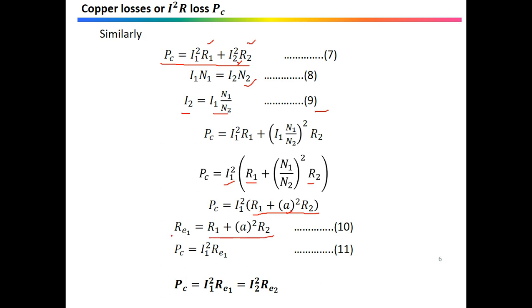So this time this will be the equivalent resistance on the primary side, and this Pc, the total copper loss, now becomes I1 square Re1. So ultimately what we have seen from this derivation is that the copper loss varies as the square of the load current. This is all about Pc, the total copper loss in primary and secondary, which will be the same.